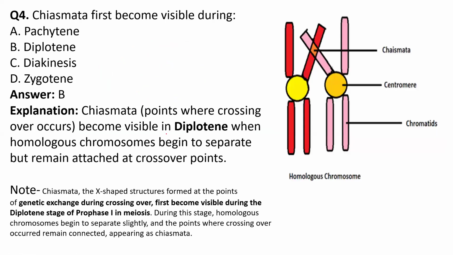Chiasmata first visible during which stage? Diplotene stage. So the X-shaped chiasmata structures first occur in the diplotene stage. Chiasmata are X-shaped structures formed at the point of genetic exchange during crossing over. They are first visible in diplotene because the homologous chromosomes start separating, becoming separate entities. During this stage, homologous chromosomes begin to separate slightly, and the points where crossing over occurred remain connected, appearing as chiasmata.